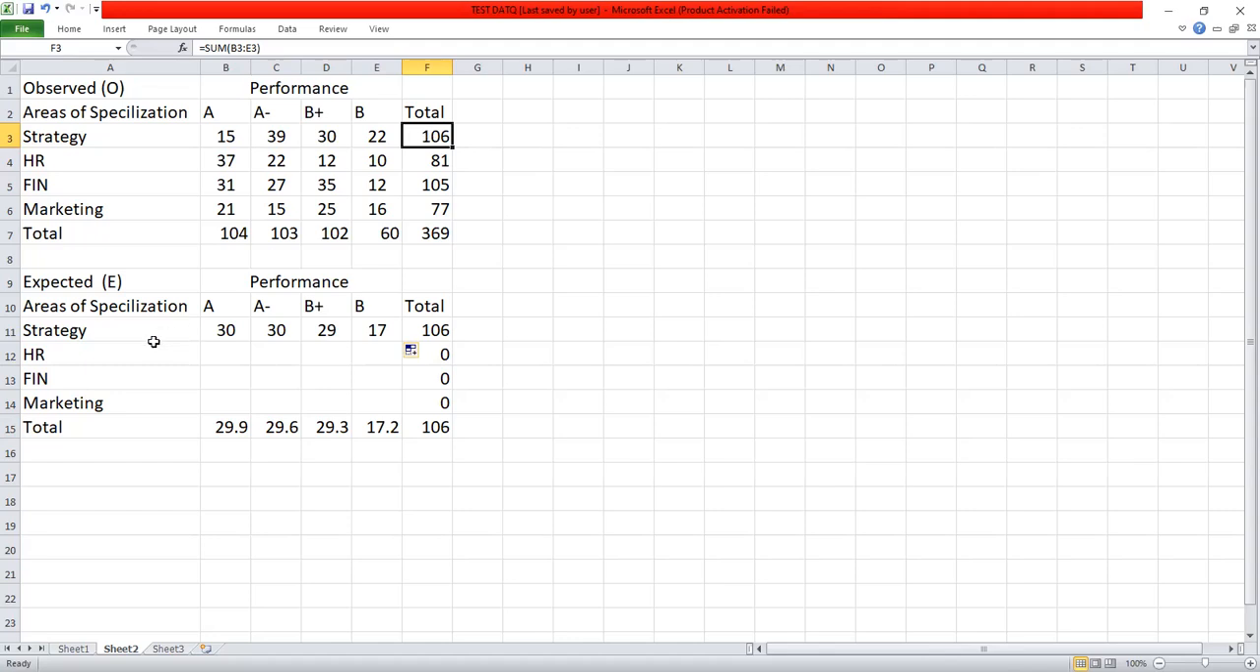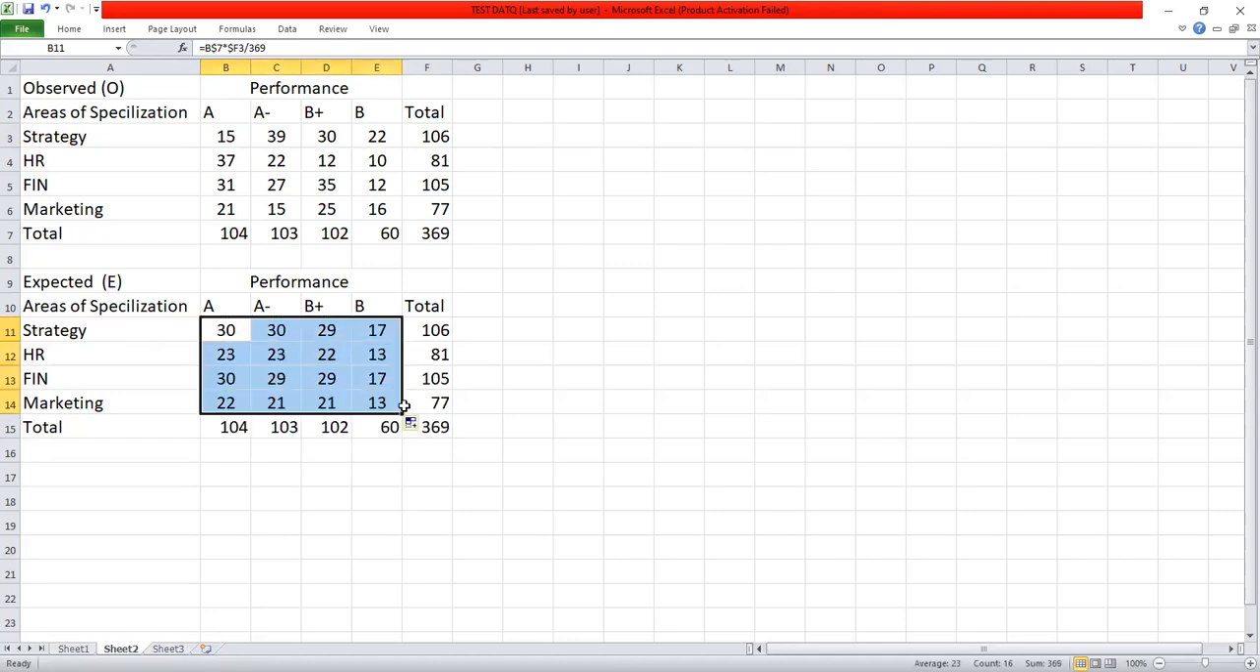Then I want to do it for all. You know what I do? I make row 7 a constant. That is row 7. My job is done. Then you come here and do it for all. So those are our expected frequencies. These totals must be the same as these totals, and these ones must be the same as these ones.